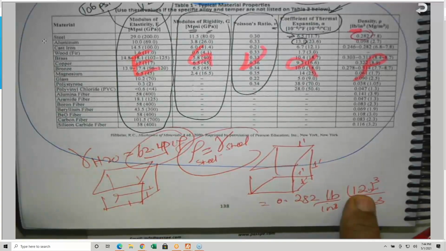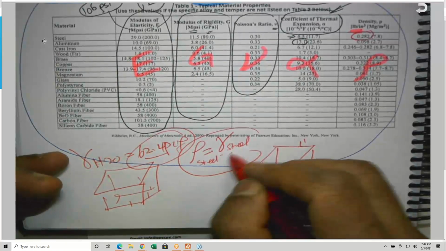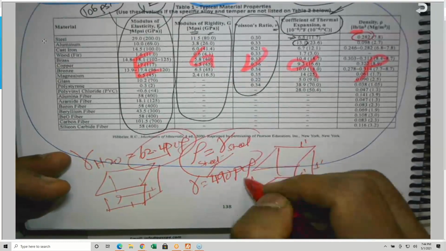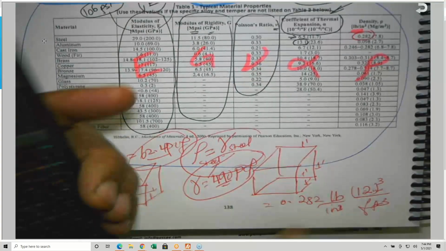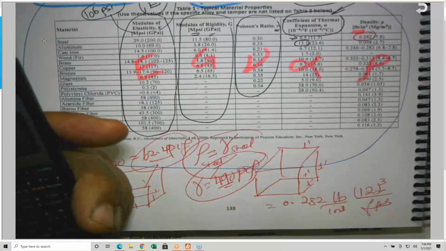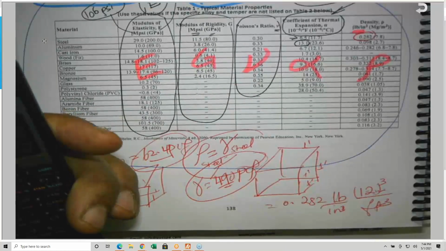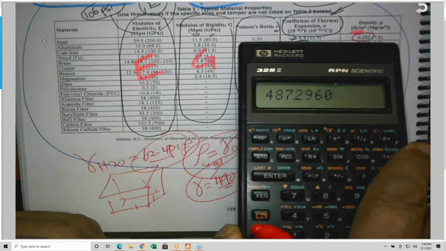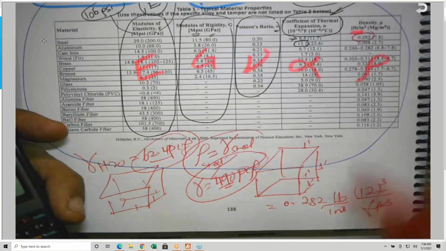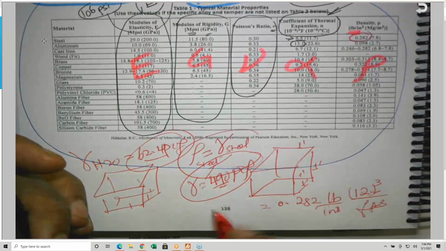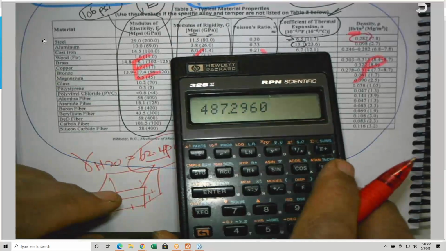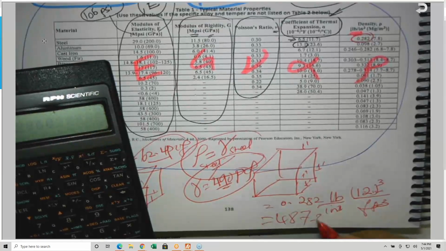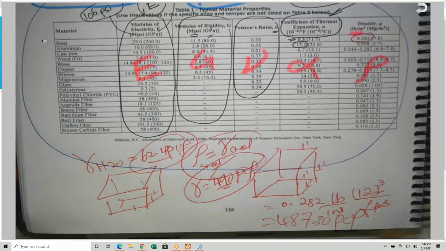If you multiply 1728 times this number, normally we use gamma steel, by the way, the steel manual uses 490 pounds per cubic foot. Let me see if we're getting close to 490. So it is 0.282 times 1728, and I get 487.296. Probably if they rounded more, we would get 490. So 487 is acceptable. So the density is given.